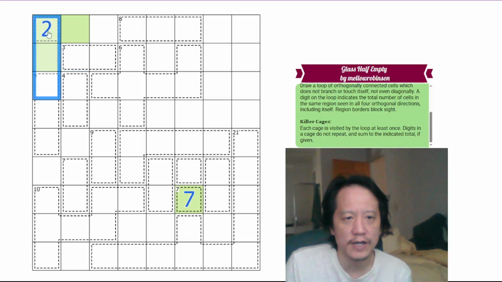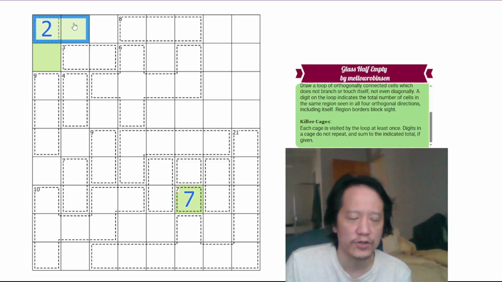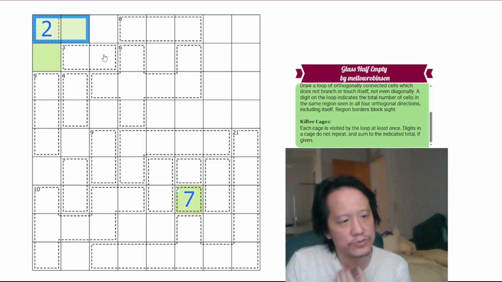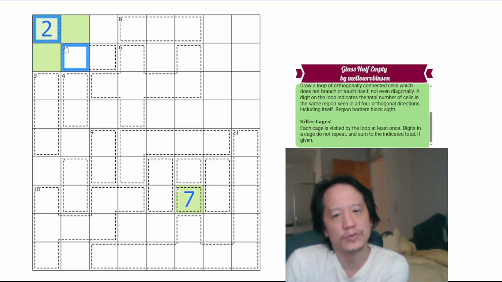Because it would be blocked. It has to be blocked. It has to go. First of all, it has to be 2, period, at least, for digits on the loop. And then on top of that, it has to be able to see other cells on the loop.